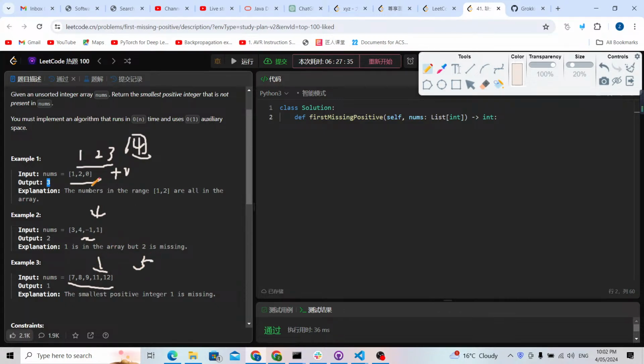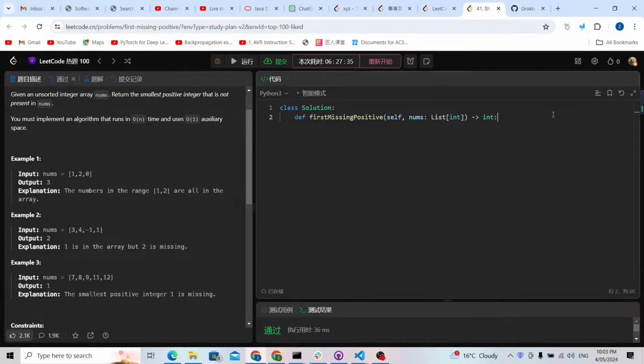So we need to find these constraints: all the numbers that matter should be between 1 and the length of nums plus 1. So what if we use some extra memory? Let's just use some extra memory to see if we can solve it. We're going to use a set S of nums.